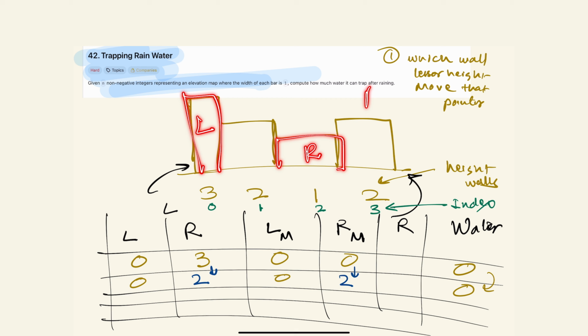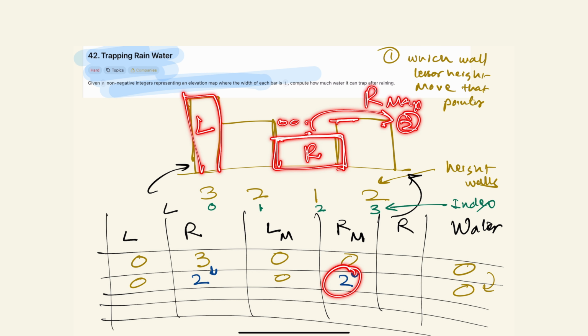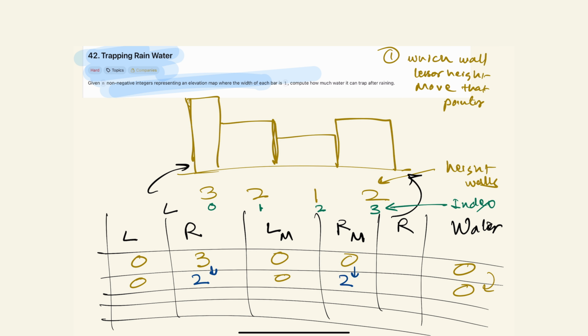Now our max was holding 2. Can you see here? Since we consider the lesser wall, compare with r max. Is it lesser or greater? If it is lesser, yes, I was having a max length on the right side. That means I can hold the water, the difference, which is r max minus r. So how much water can I hold? 2 minus the length of this one, which is 1. So I will be holding 1 unit of water here.